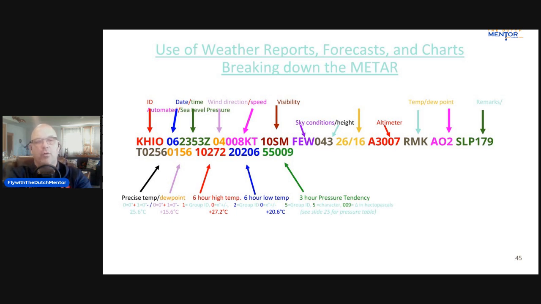Then it will give you a temperature and dew point, 26/16, and then an altimeter reading of 30.07. Then you will have a temperature dew point that is a temperature differential of 2, with any standard type of remarks.